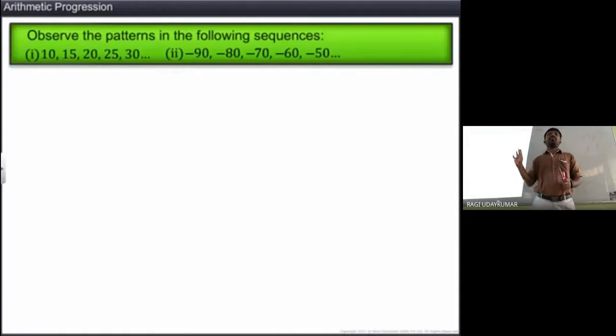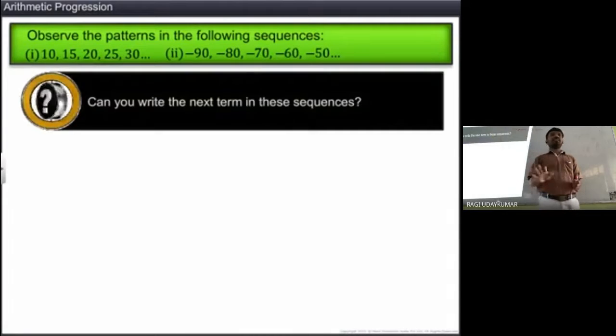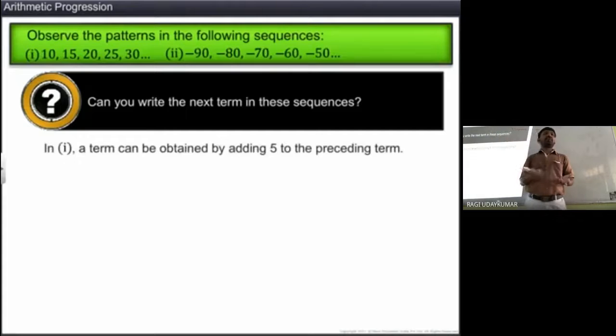So this pattern you observe here, we have discussed already yesterday. So 10, 15, 20, 25, 30. Can you write the next term in this sequence whenever it is given to you? 10, 15, 20, 25, 30. What is the next term? In the first question, 5 is added to the preceding number every time. So after adding 5 to the preceding number, we get the next number.